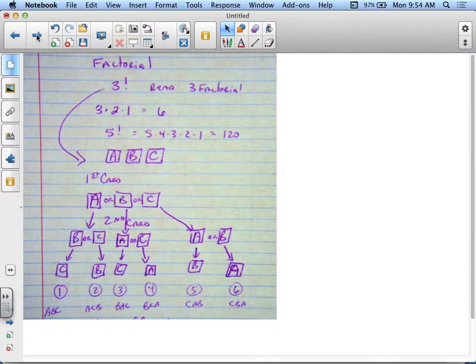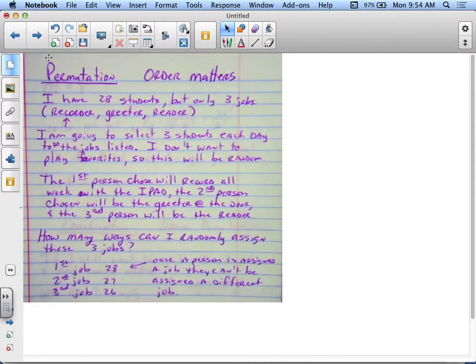Okay. Now, why is this so important? Because it leads into permutations. All right, and in permutations, order matters. Let's say, for instance, I have 28 students, but only 3 jobs. I have a recorder, a greeter, and a reader. I am going to select 3 students each day to do the jobs listed. I don't want to play favorites, so this will be random.